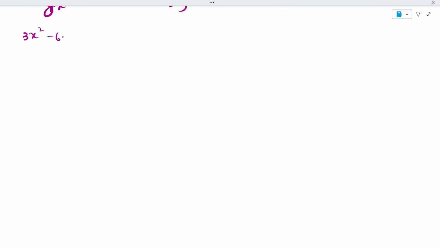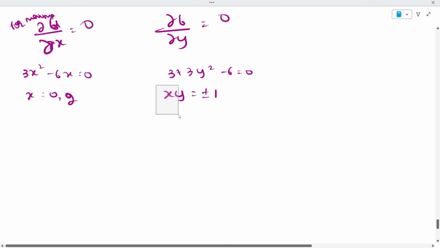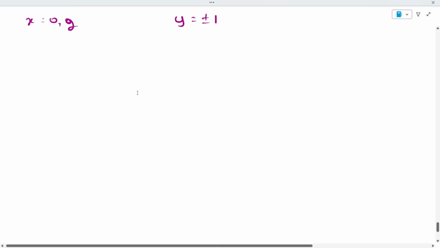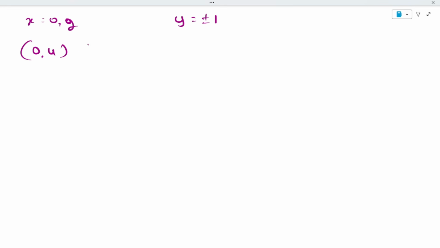3x square minus 6x will be equal to 0. Here it will be 3 plus 3y square minus 6 will be equal to 0. Here the points will be 0 and 2. Here y will be equal to plus or minus 1. So the points are either 0 comma 4, if you substitute 0, you will get 4, 0, 0 comma 2, and next 1 comma 1 and 1 comma minus 1. These are the 4 points that we will have.